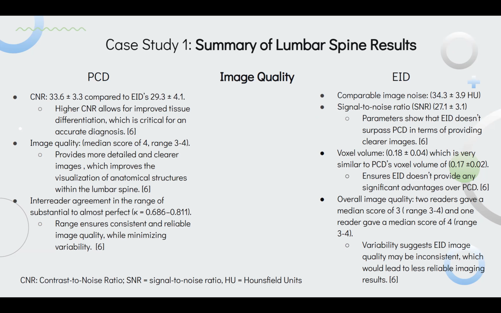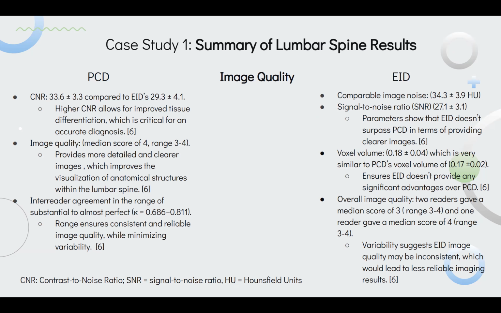And then I'm going to dive really briefly into the reading scores of readers. So, image quality based upon the images. For PCD, they received a median score of 4. The range for readers: the lowest was 3, but the range was typically 4. This provides more detailed and clear images, which improves the visualization of anatomical structures within the lumbar spine.